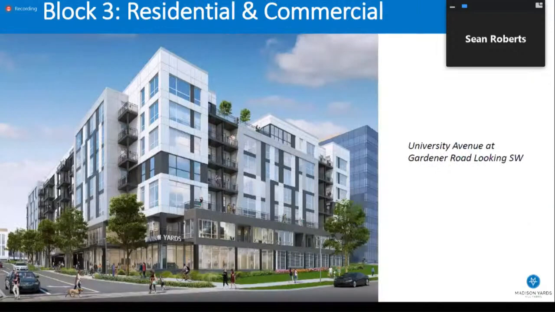This is a view from University, looking south, and that's the new entrance that was added with the state project. That's Gardner Road. So you can see the apartment lobby, and then you can see one of the amenity decks on the top of the building. And then the parking will be underground, and then it's 2 stories. It's underground, and then at the main level as well, wrapped by units along University on the second floor. Next slide, please.